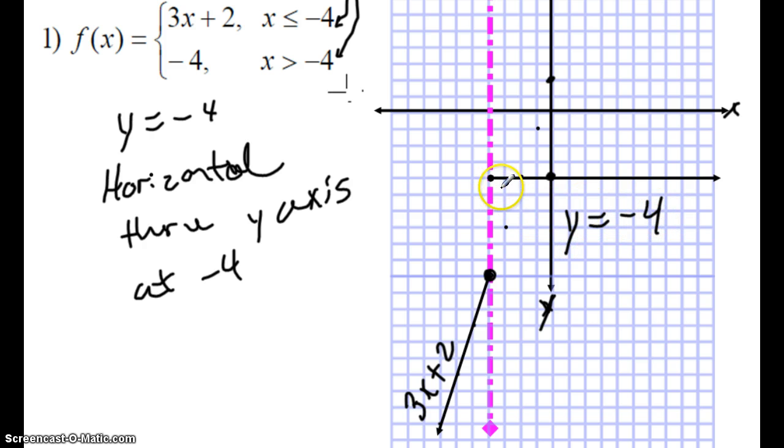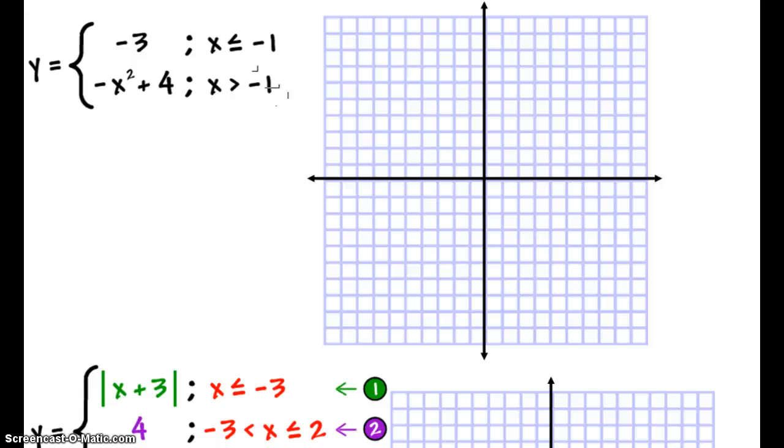Now this is going to be an open circle because it does not include -4 for this part of the graph. Which makes sense because you can't have both these occupying the same spot. This is your first piecewise function. Let's take a look at another one.